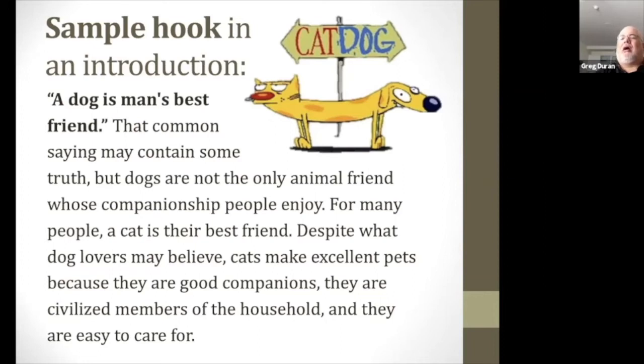So a dog is man's best friend. That is our hook. But the hook cannot stand alone, right? The hook needs to be somehow worked into the essay. So it's very important that when you write a hook, you also write a transition sentence. The transition sentence in this case is the one that follows it: that common saying may contain some truth, but dogs are not the only animal friends.